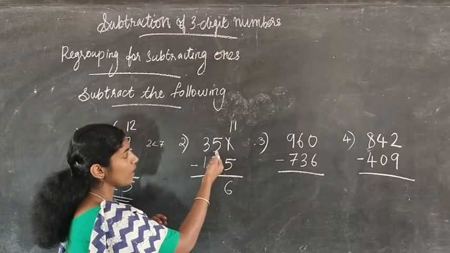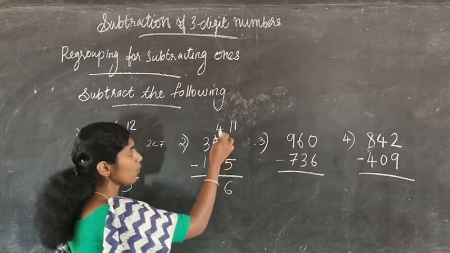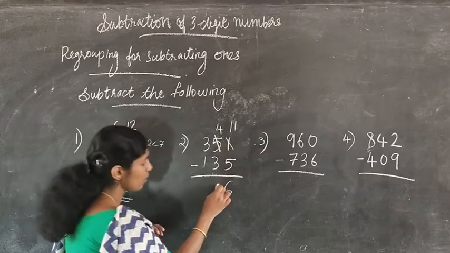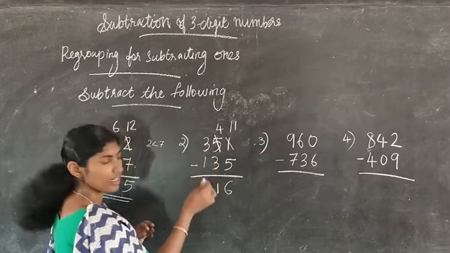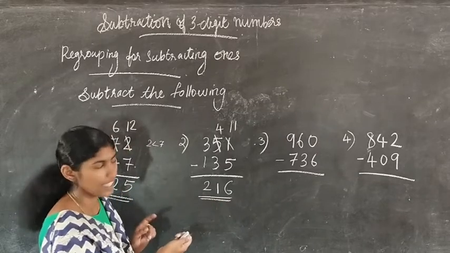Then since 1 ten was borrowed by the ones column, here we have only 4. Then 4 minus 3, 1. Then 3 minus 1, 2. So the answer is 216.